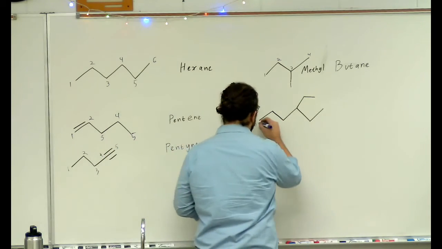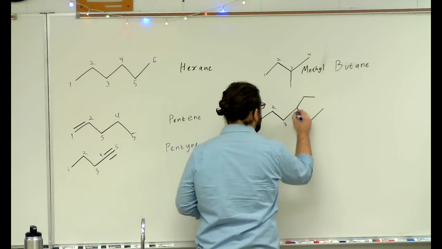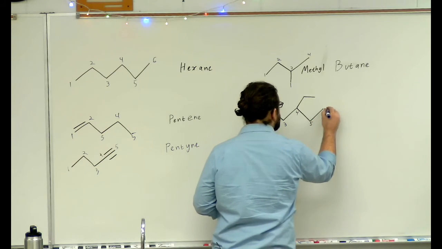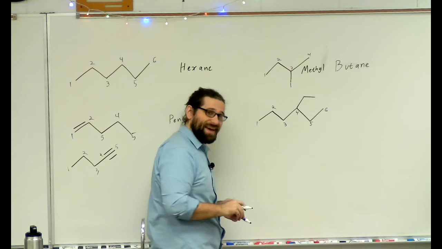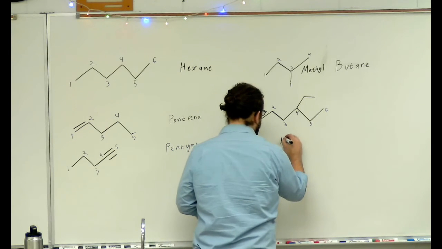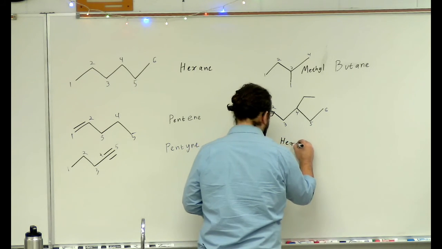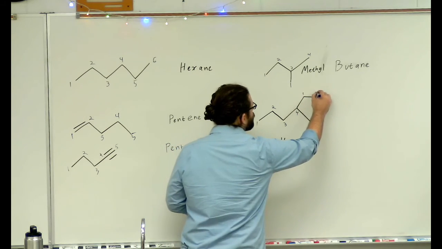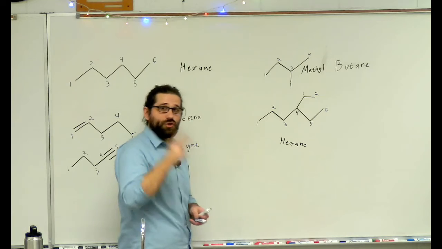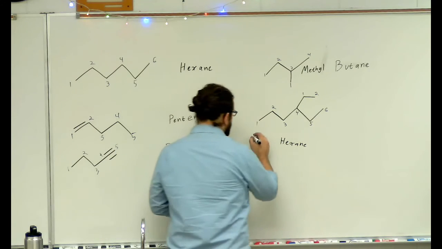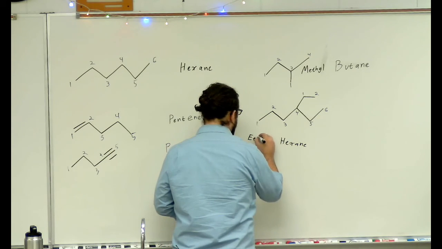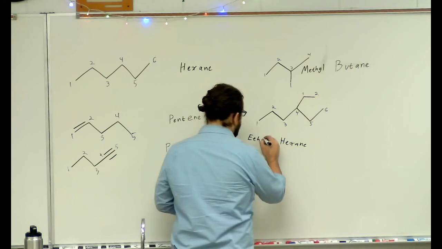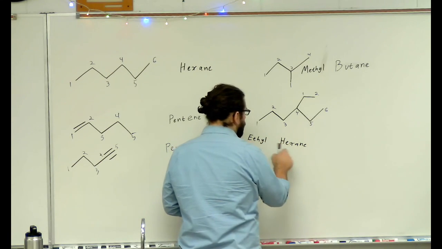So here I've got a 1, 2, 3, 4, 5, 6. 6 would be hex. There's no double or triple bond, so it's hexane. And then I've got a 1, 2 carbon chain. 2 carbons was eth, so I say eth. And then a side chain gets that suffix "yl," so it's ethylhexane.